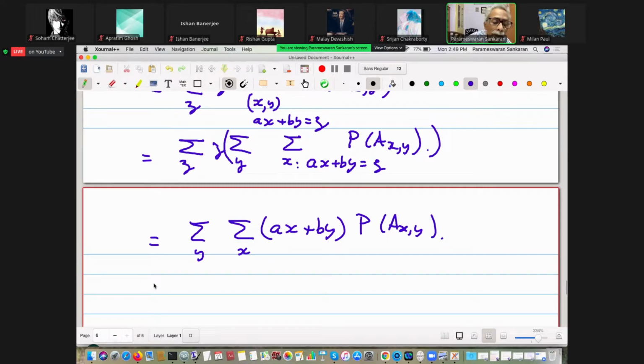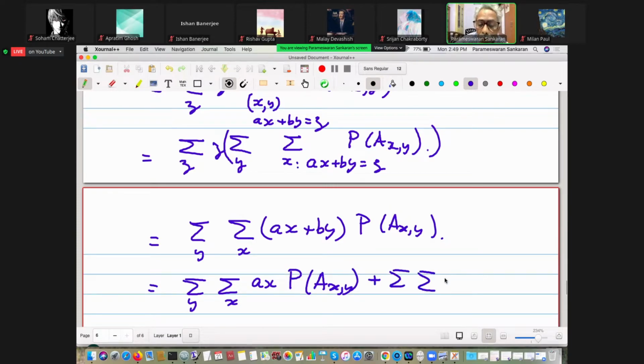And now I can rewrite it as the summation over y, summation over x. So here I write ax times P of A_{x,y}, summation, plus by times the probability of A_{x,y}. Okay.